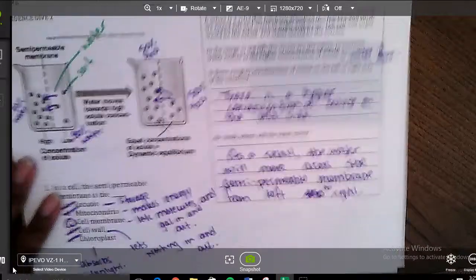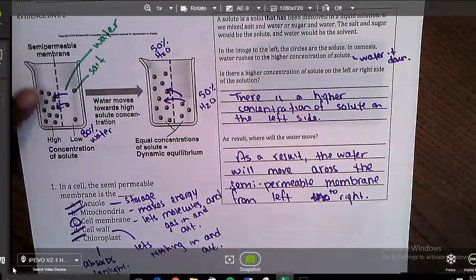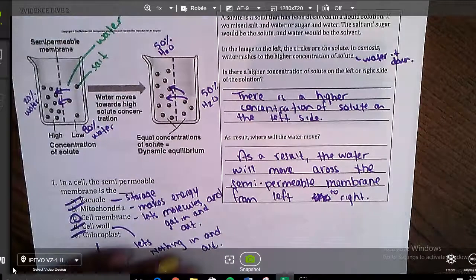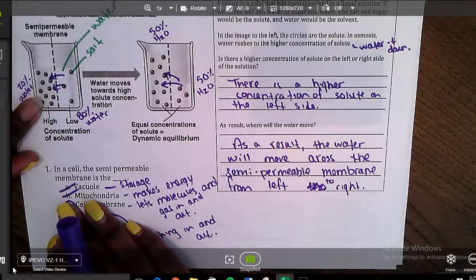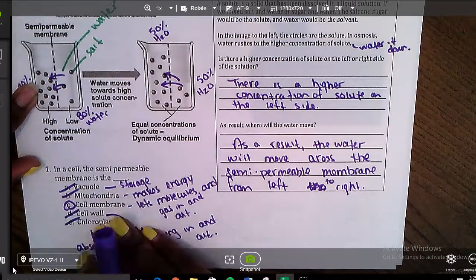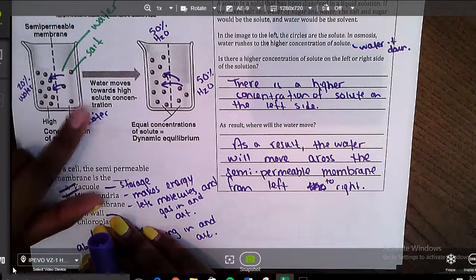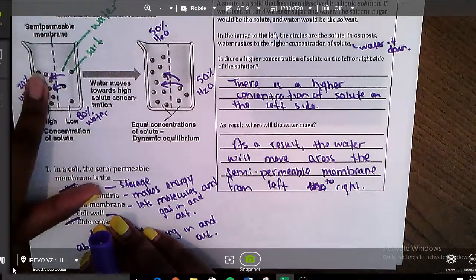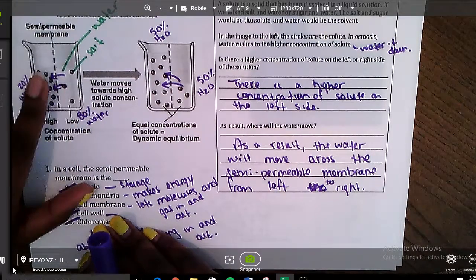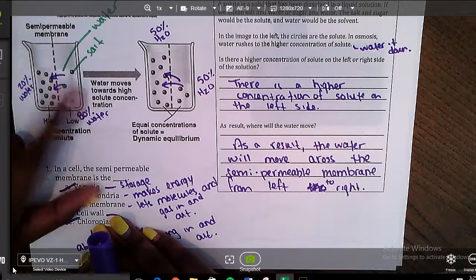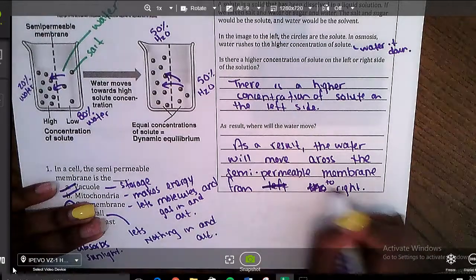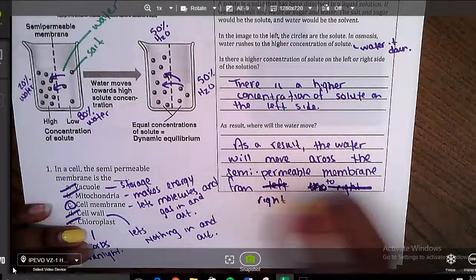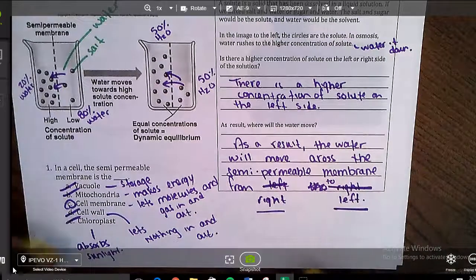All right, let's take a look at our answers here. Is there a higher concentration of solute on the left side or right side of the solution? We have already named that there's a higher concentration of the solute, or the salt, on the left side, which is here. As a result, where will the water move? Because there's a higher concentration of salt on the left side, there's a higher concentration of water on the right side. The water is going to move from an area of high water concentration to low water concentration, which means it's going to move from right to left. So make sure you have that correct, because I think I wrote it wrong over here.